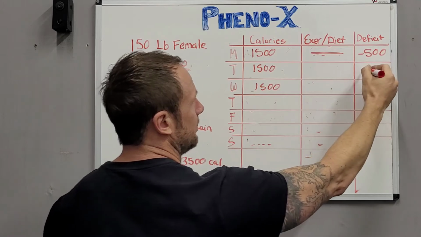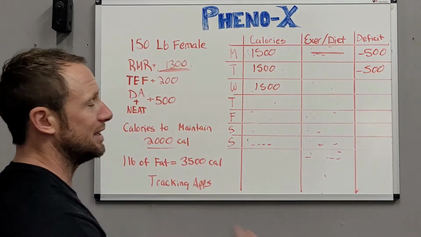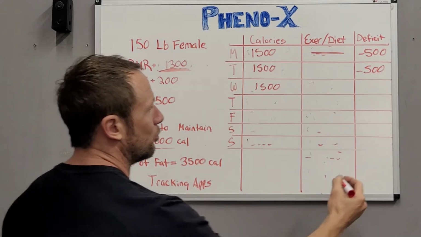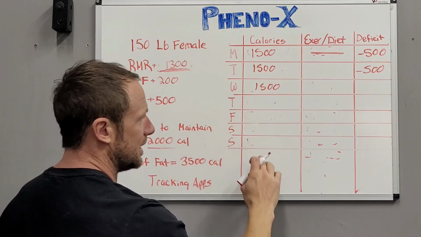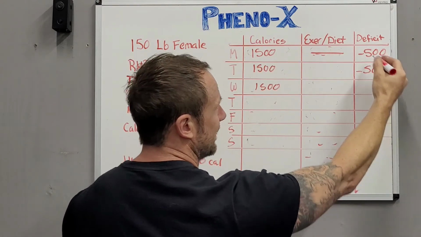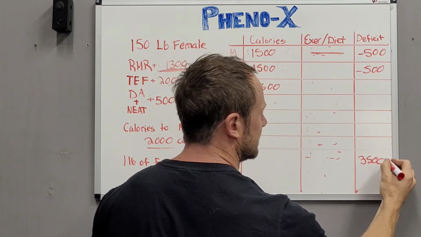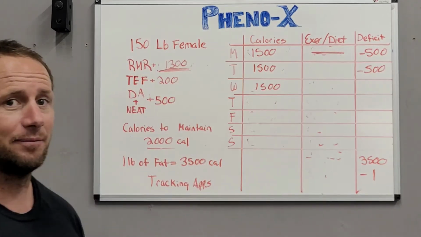Well, it's the same thing. If you look at the law of thermodynamics, less energy is coming in than is being expended. At the end of the week, if you eat 1,500 calories every single day, that's 500 times 7, which is 3,500 calories. Well, you should have lost 1 pound of fat.